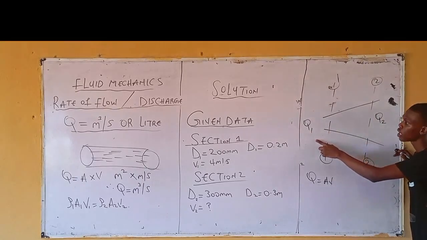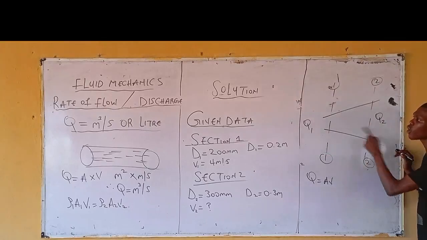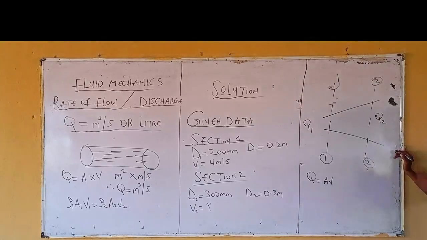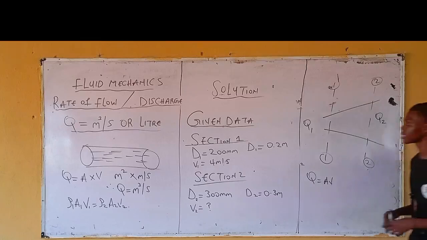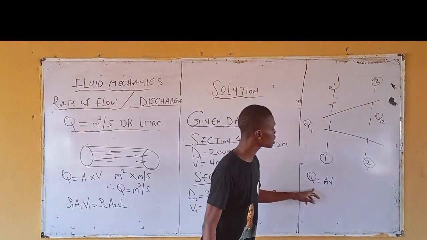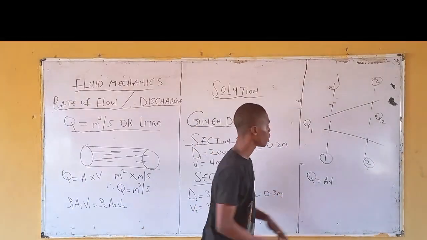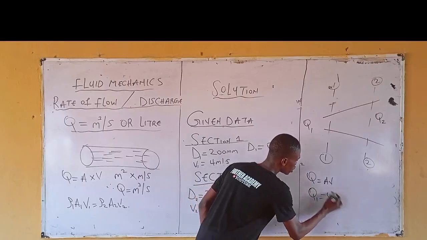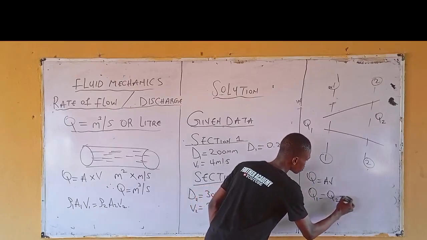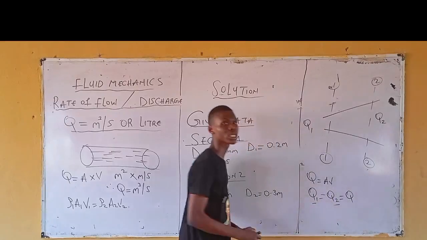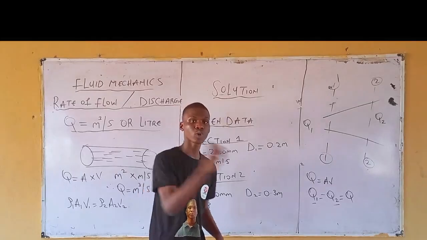Yes. It will be different only if another fluid is added or removed, and you see that in the next example. That's what I'm saying. So that's it. Now from here we said Q is equal to AV. What this means is that Q1 is equal to Q2, which is equal to what? Q. You can use either this or this to get the first question.